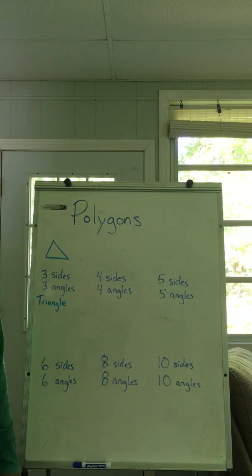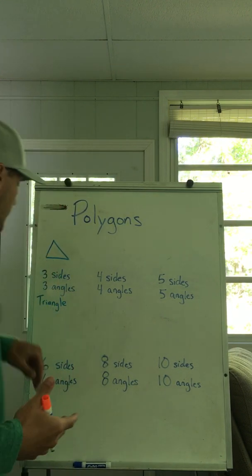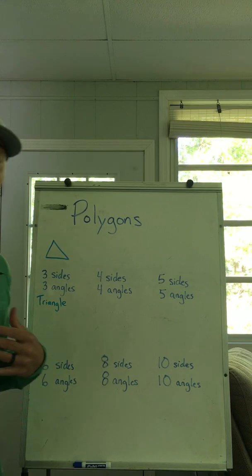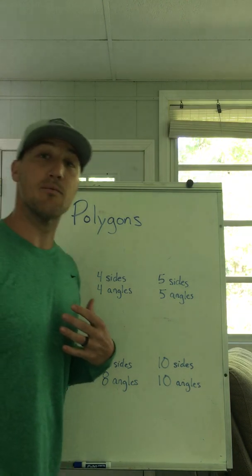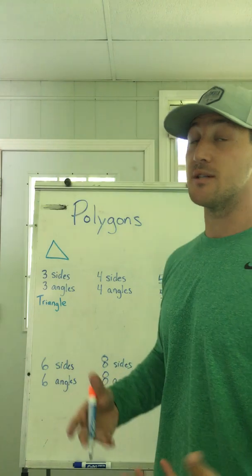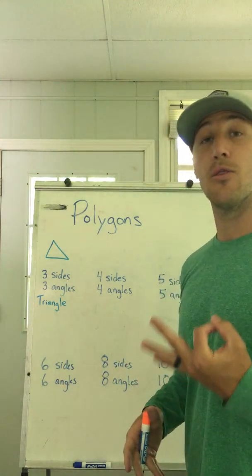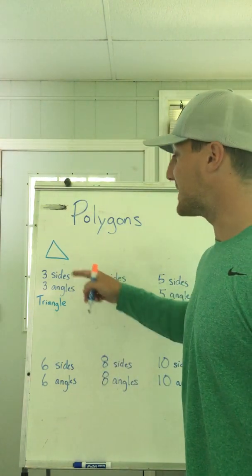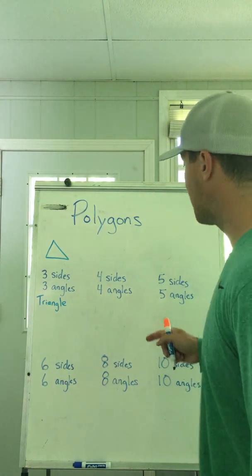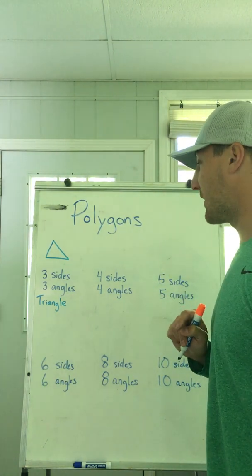And one way to remember its name as a triangle is that the first 3 letters in it, or the prefix tri, we will also see in words like tricycle. A tricycle is a bike with 3 wheels. 3 wheels on a tricycle, 3 sides on a triangle. Moving on. 4 sides and 4 angles.